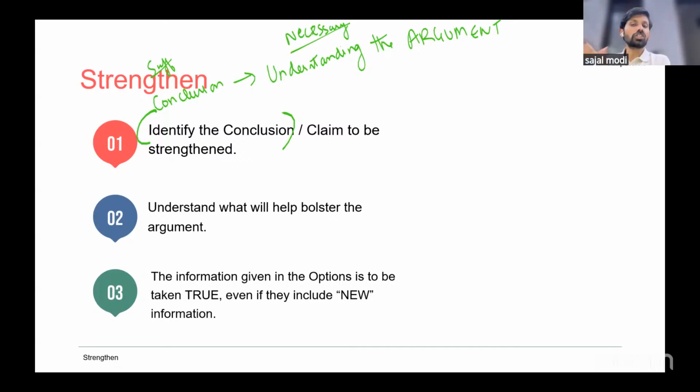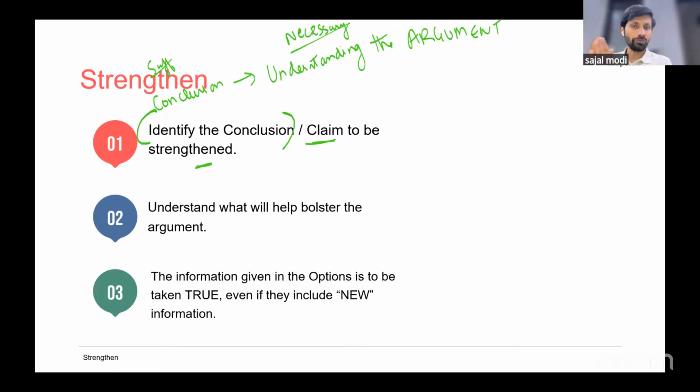So yes, when we are solving for strengthen, weaken, assumption, the critical thing is I get what the conclusion is, or I get exactly the claim to be strengthened. Sometimes what happens is the author has not really presented their own viewpoint. The author has just narrated somebody else's argument. Somebody else has presented it, and the author has just presented it for everyone, right?